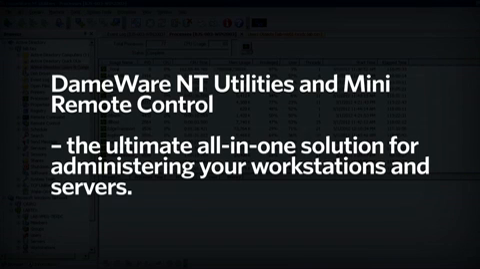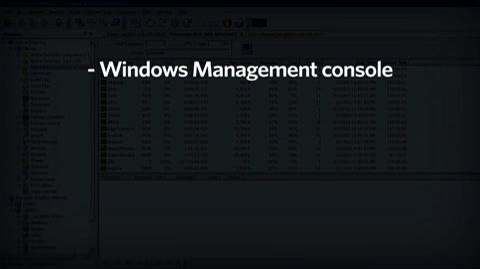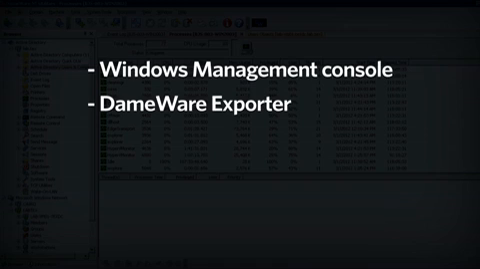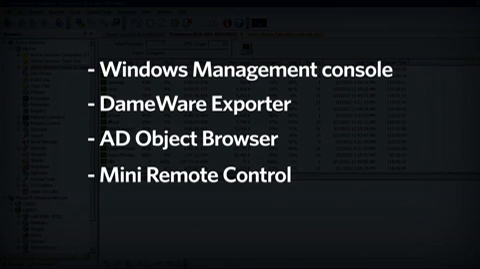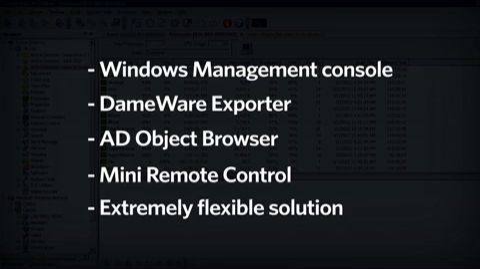DameWare NT Utilities and Mini Remote Control is the ultimate all-in-one solution for administering your workstations and servers. First, our Windows Management Console allows you to view services and registry settings. Second, the DameWare exporter is perfect for performing inventories and recording system information. Third, the AD Object Browser extends Active Directory objects and attributes and puts you in control of AD. Fourth, the Mini Remote Control lets you quickly and securely remote control and support all of your end users. And finally, the whole solution is extremely flexible and lets you manage your systems your way.